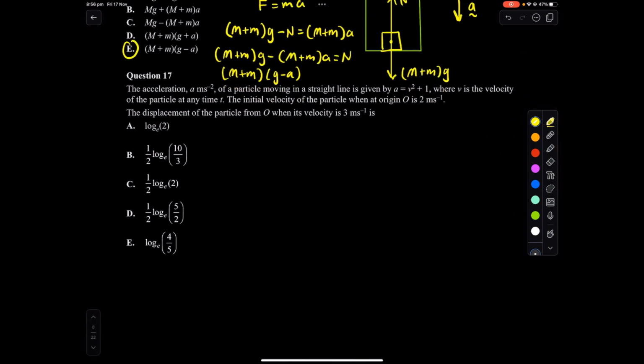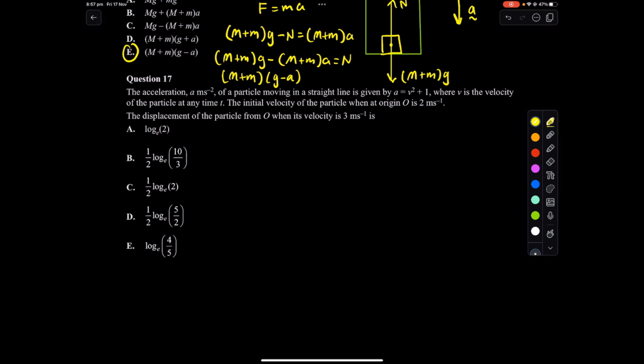Question 17. The acceleration of a particle moving in a straight line is given by this, where v is the velocity of the particle at any time. The initial velocity of the particle when at origin is this. The displacement of the particle from O when its velocity is 3 is what? Okay, so I know that the initial velocity at the origin is 2. So when x is equal to 0, it's 2. And we can write the acceleration as v dv/dx equal to v squared plus 1. So therefore dv/dx is just v squared plus 1 over v.